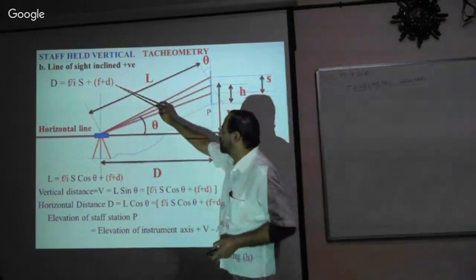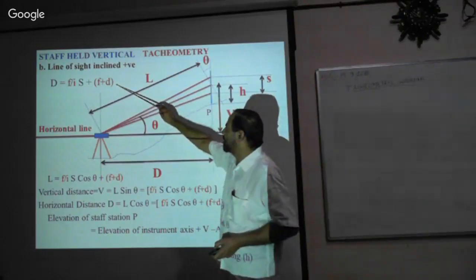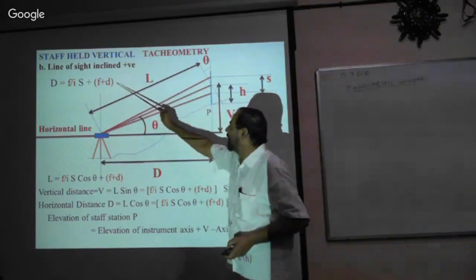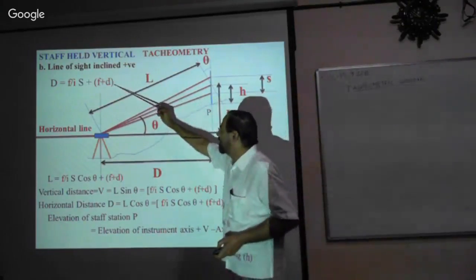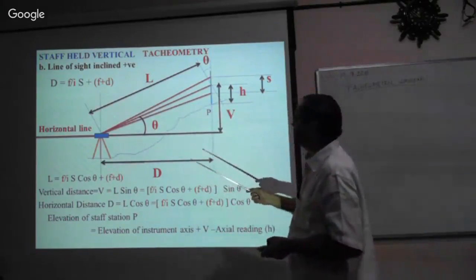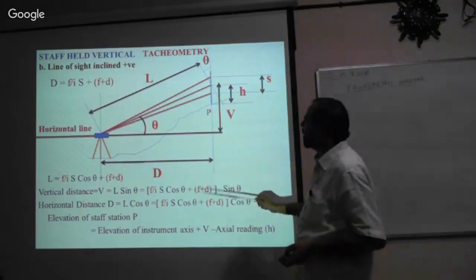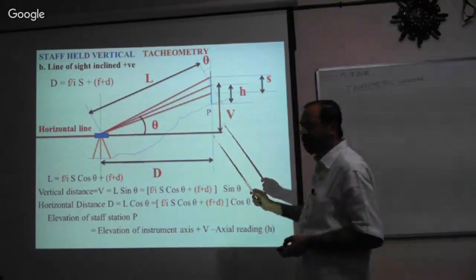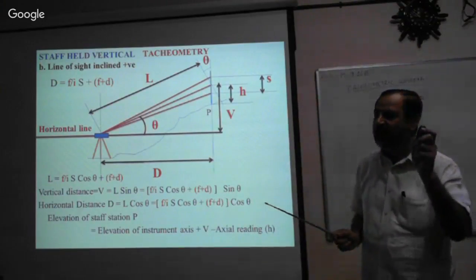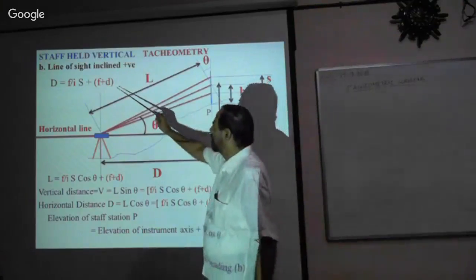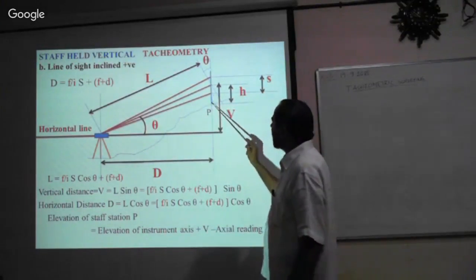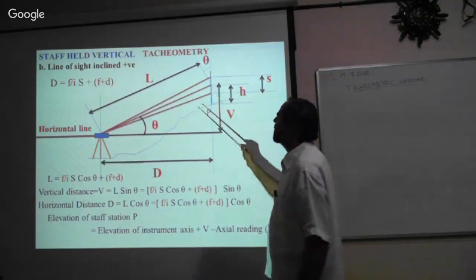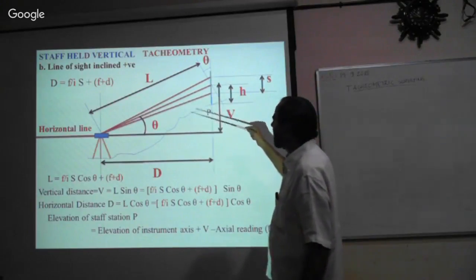This is from the principles of the stadia, and I have taken this only for information. Don't take it for calculation purposes. The calculation is done here. When the line of sight is horizontal and the staff is held vertical, this equation holds good. Whereas in this case the staff is held vertical but the line of sight is inclined, so there is some modification. We have to understand it clearly.